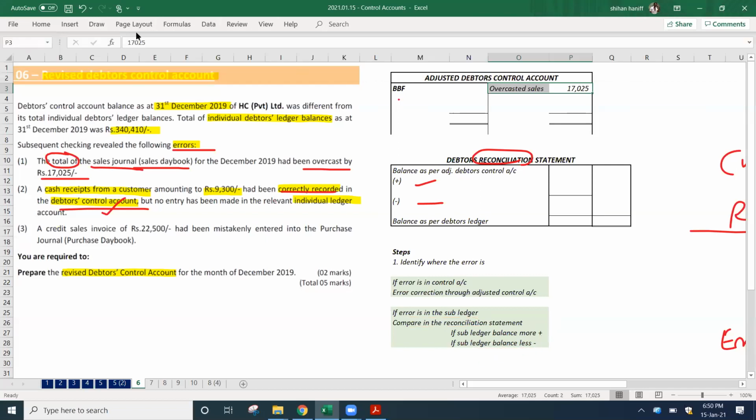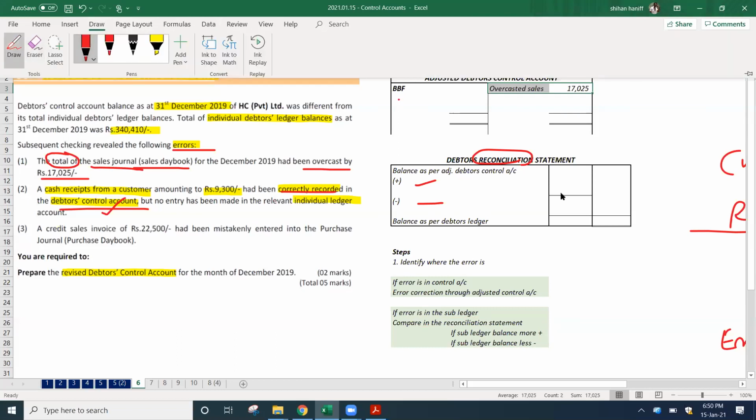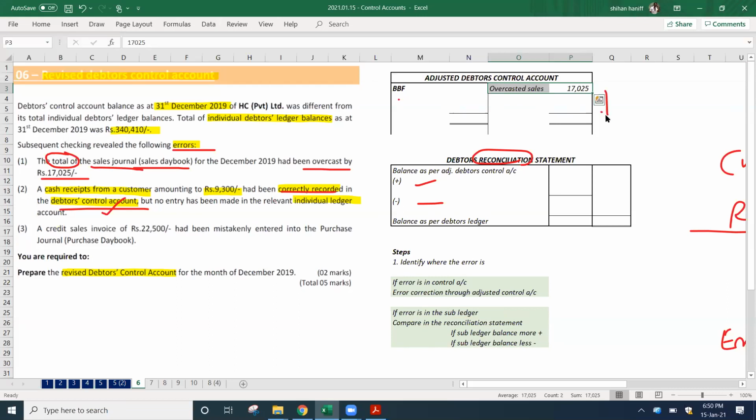Okay, so let's see what has happened. Cash received from debtor. If you receive cash, the debtors control account balance is less. But if you don't record it in the debtors ledger, the balance is more. The debtors ledger balance is more. So if it is more, we have to add. Omitted.